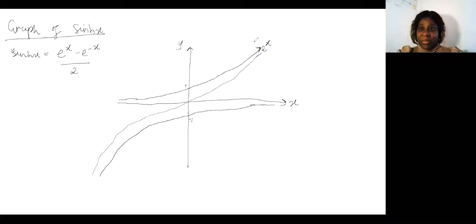tan x. Graph of tan x. I'm going to share my graph. I like to use black for my titles. Graph of tan x. We know that tan x is equal to sin x over cos x.